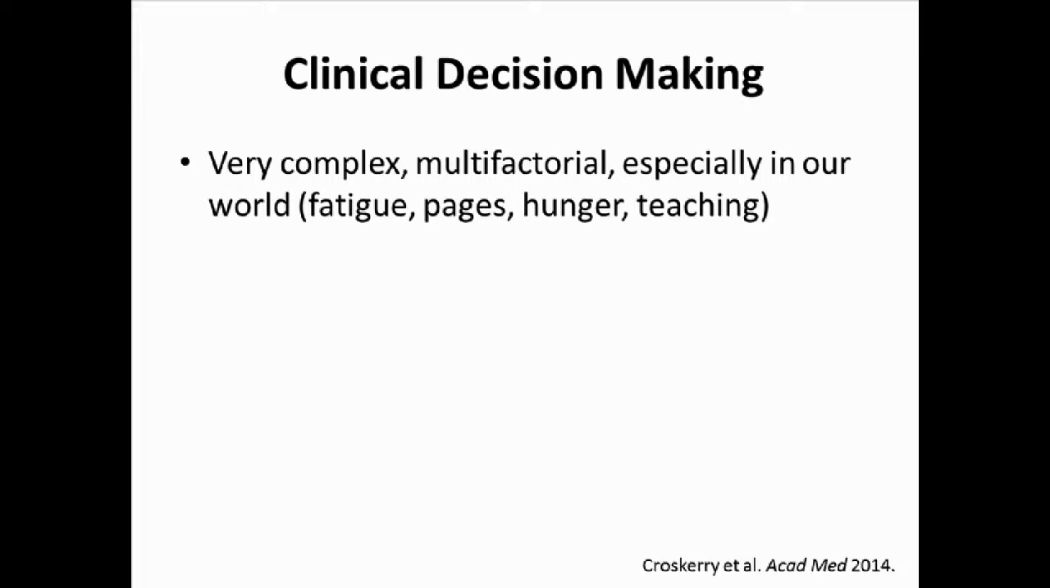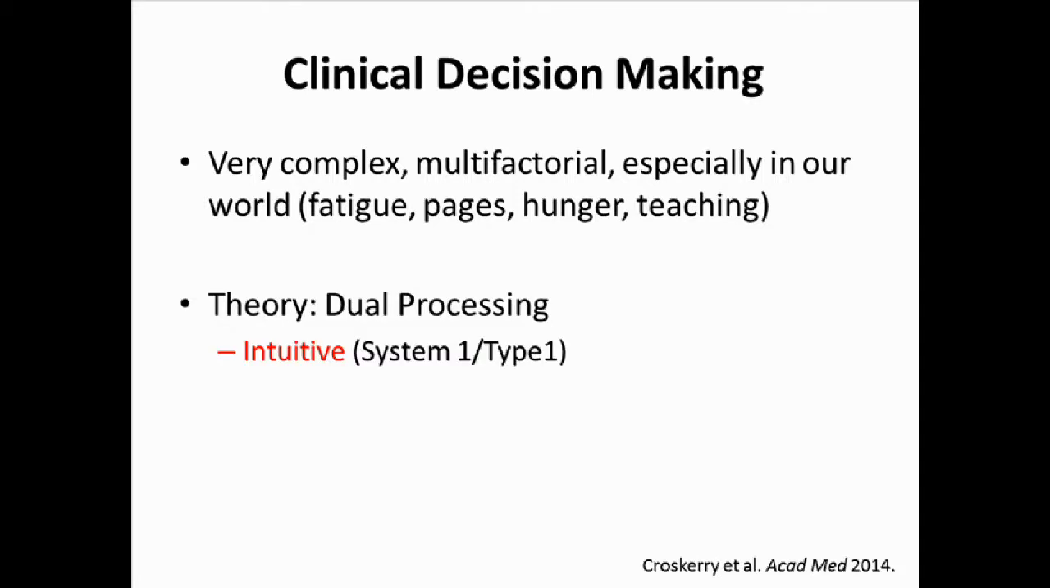So clinical decision making is very complex. It's multifactorial, especially in the world of doctors. We're tired. We're hungry. We get bugged all the time. We get paged. And the theory behind our clinical reasoning is dual processing. So there's two types of systems. One is intuitive, also known as System 1 and Type 1, and one is analytical. And I'm going to go into both of these.